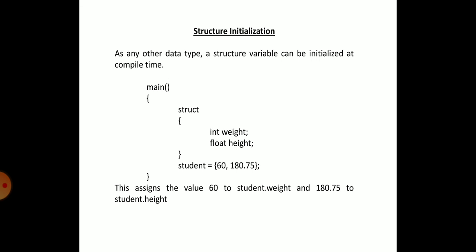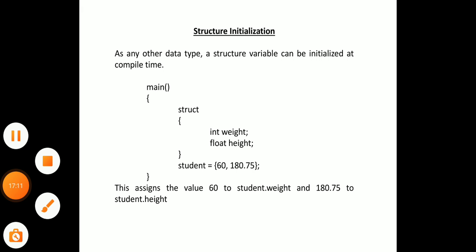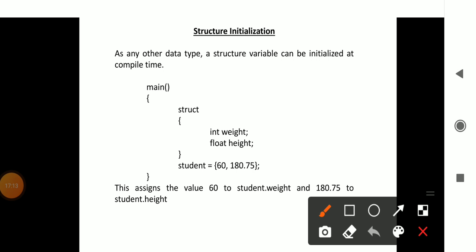For example, within the main function, here is an example given, struct, and within that we have declared two elements of the structure, that is int weight and float height. So two different variables are declared with different data types. Now we have initialized the value of these structure members. We have two structure elements, weight and height, that of course belong to different data types. Now how to initialize these weight and height variables?